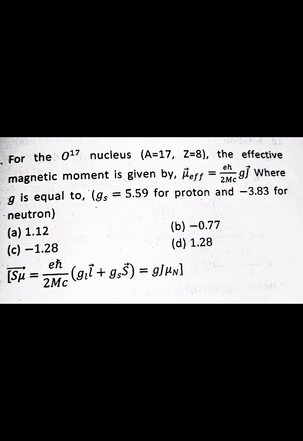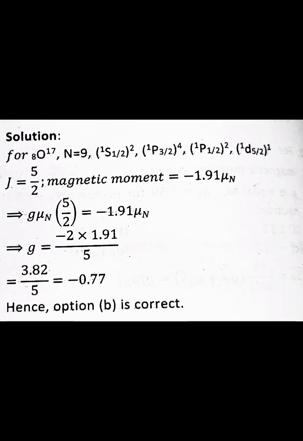Next question: for the 8O17 nucleus, the effective magnetic moment is given by mu effective is equal to eħ by 2mc g J, where g is equal to dash. So here for 8O17, the number of neutrons is equal to 9. So here it is an odd number. So the sequence of energy levels can be written in the form 1s 1/2 ^2, 1p 3/2 ^4, 1p 1/2 ^2, 1d 5/2 ^1.